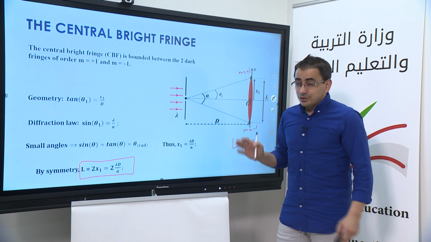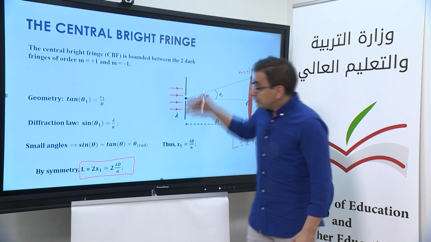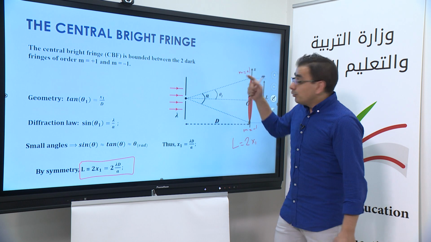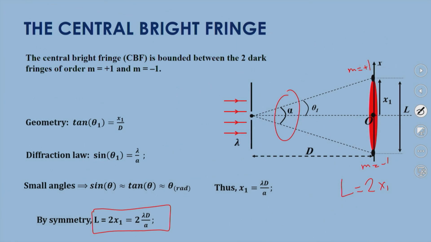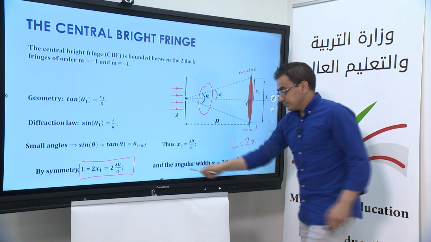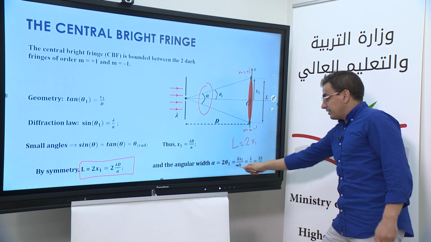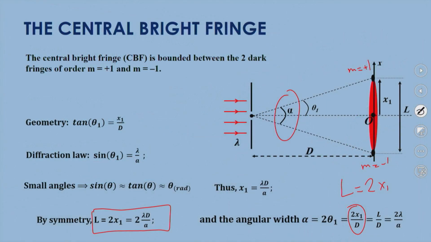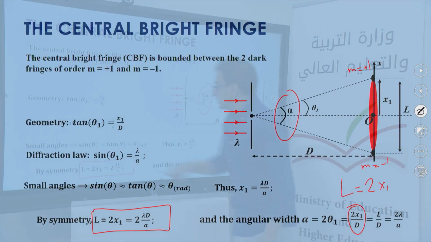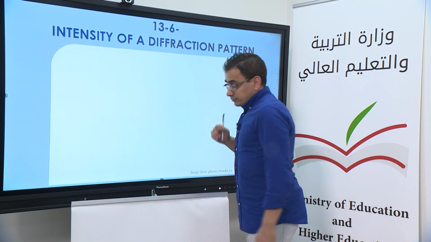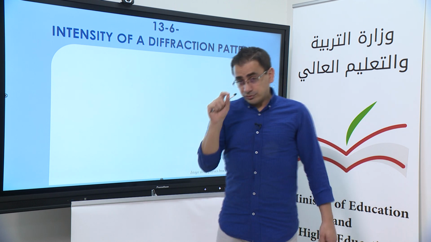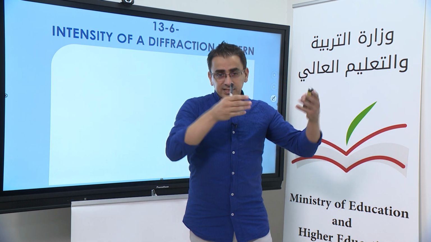Okay, so the central bright fringe is important. We need to know how to find its linear width. We need to know how to find its angular width, which we haven't found yet. But I think it's easy if we just combine θ1 to anything else. We know that alpha is 2 θ1, right? So here I write it. And the angular width alpha, which equals 2 θ1, equals either 2 times x1 over d or 2 times lambda over a.